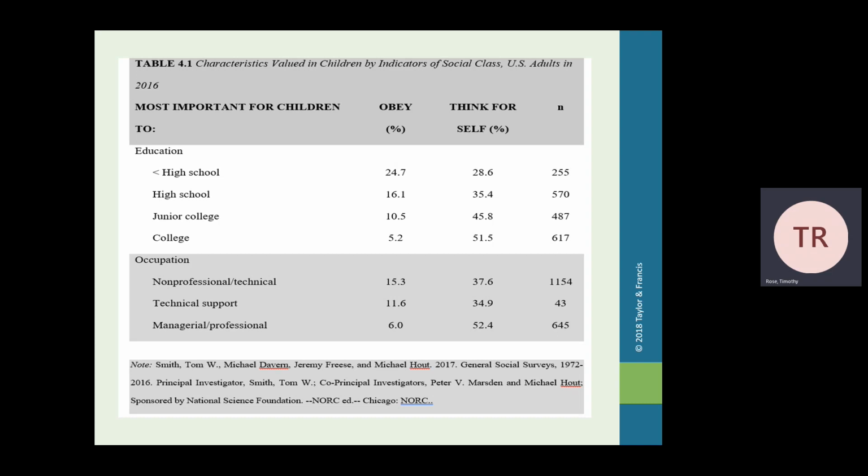We have the characteristic obey, and we have the characteristic thinking for oneself, and then we have the numbers broken down in the first two columns as percentages. The final column is the total number of responses. So as we see for people who are non-professional or technicians, so we're skipping the education, go down to occupation, right?